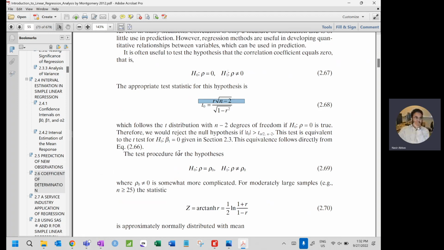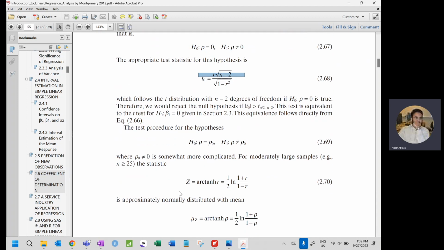Otherwise, it doesn't. In that case, what do we do? We have an approximated z statistic. If you want to test anything other than 0, we have an approximation called the z approximation.